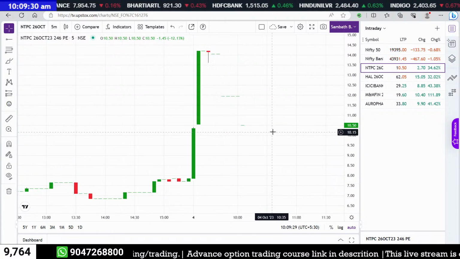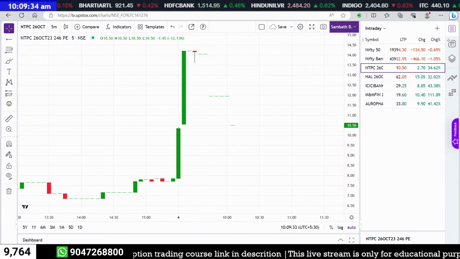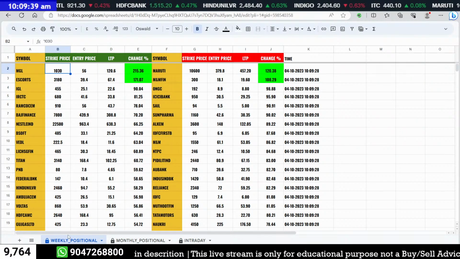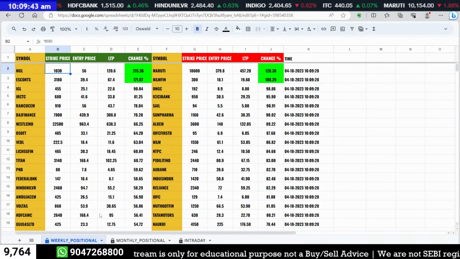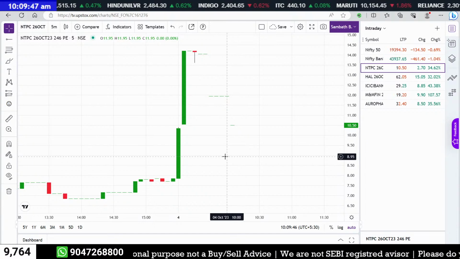Look at this NTPC. This is called a liquidity issue. Once you see that the stock is not liquid, simply ignore it, even though it is going to give you such a big benefit. You don't want to take it, because entry and exit is very difficult if you are trading a stock without liquidity.